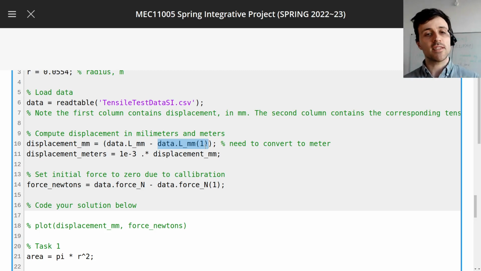So often when you load data, you have to remove the value of the first element from the whole data. So here we take the extension in length and remove the first value, which should be 0. It should be 0, but it isn't necessarily if the equipment isn't right. And the same with the force data. You take the whole vector of the force data here and you remove the first value. So this is the force in newtons.